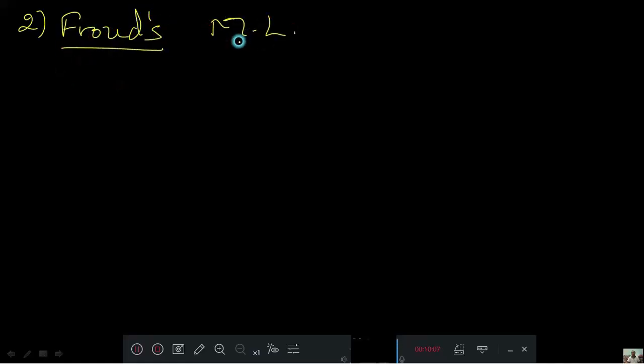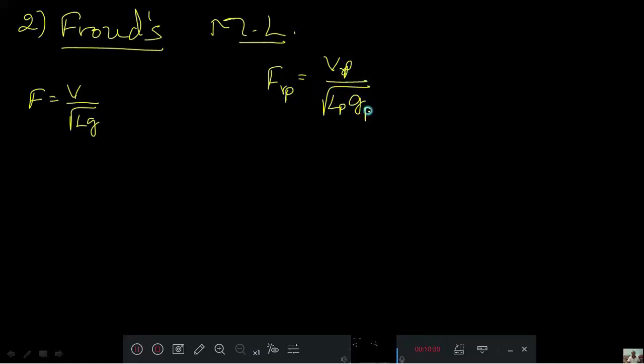Right? Now we'll go to the second model law, that is Froude's model law. Basically, what is the Froude number? Froude number is V divided by root of LG. Then the Froude ratio is equal to this Froude number. The Froude number for the prototype will be equal to velocity in the prototype divided by root of length in the prototype and gravity in the prototype.